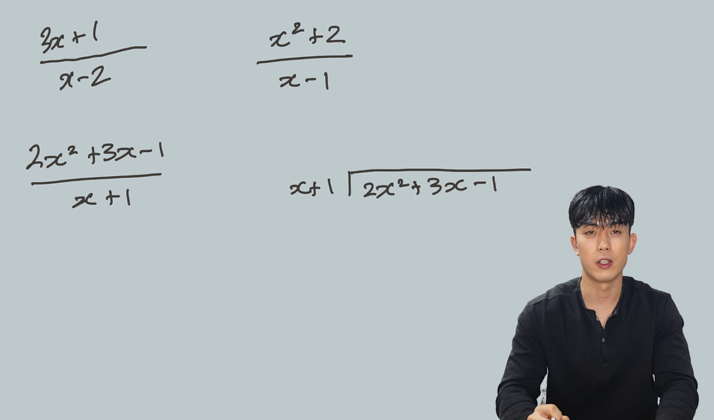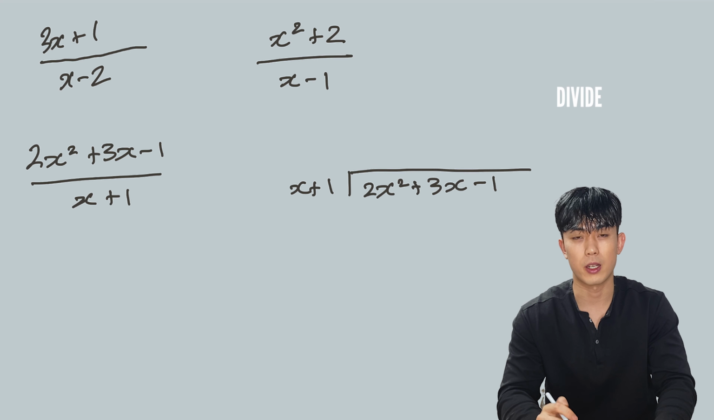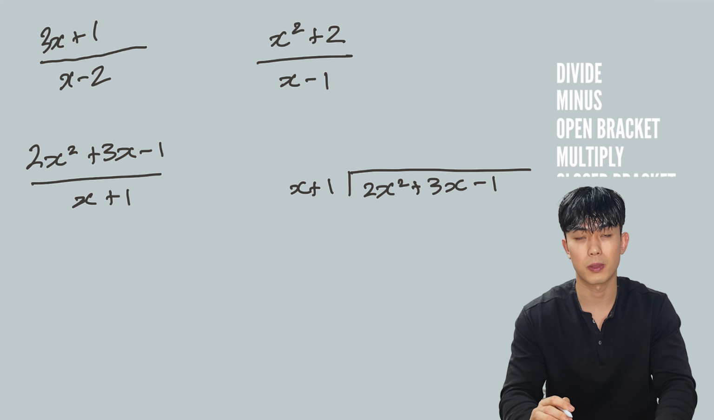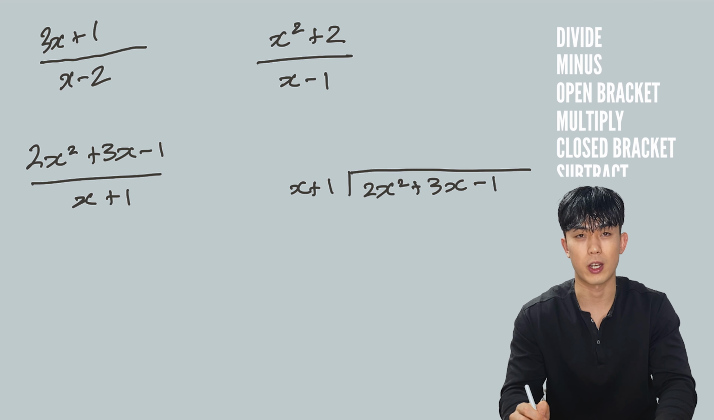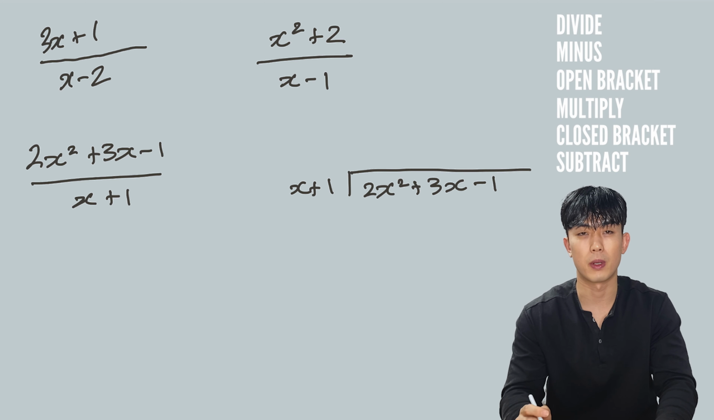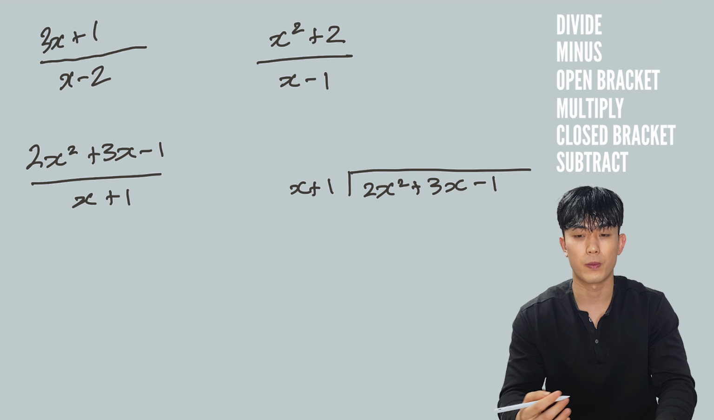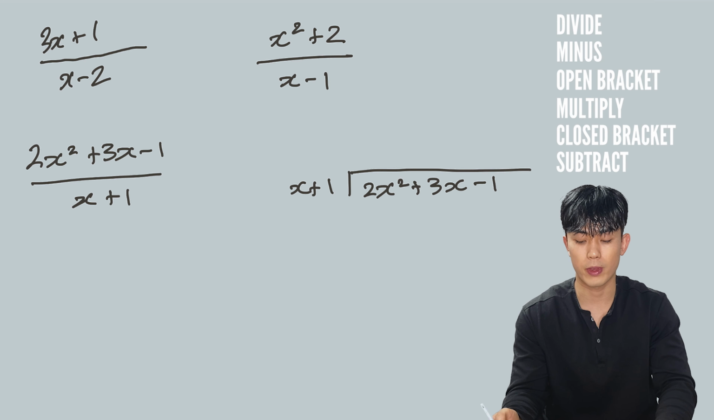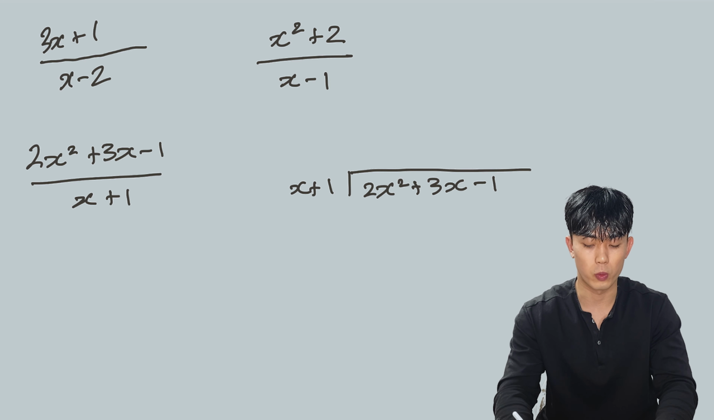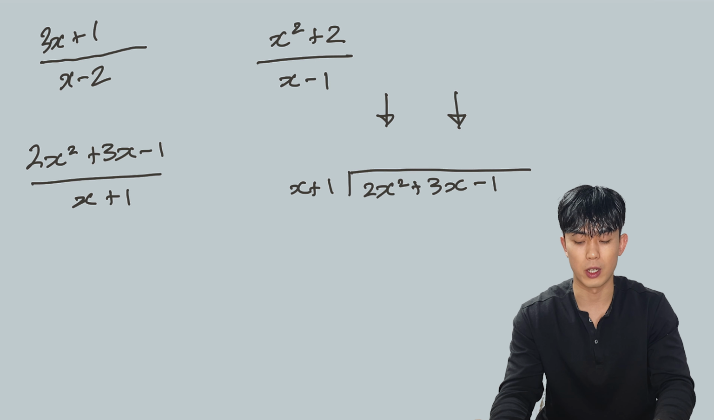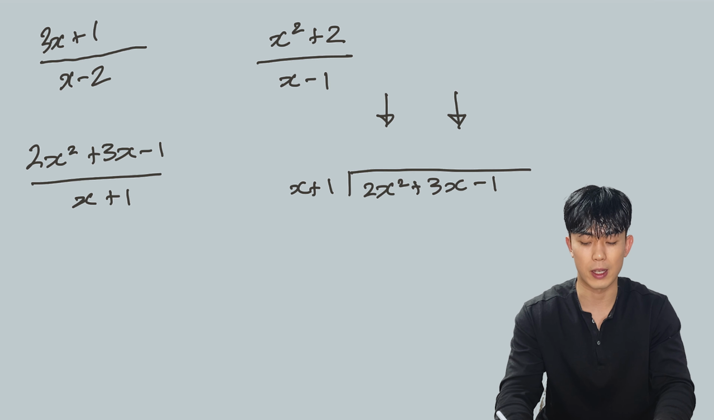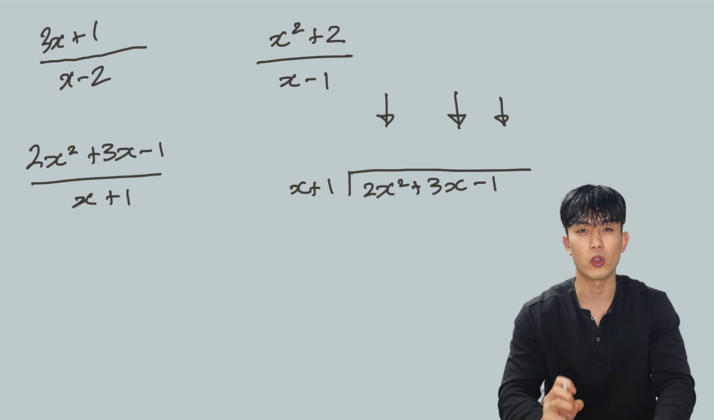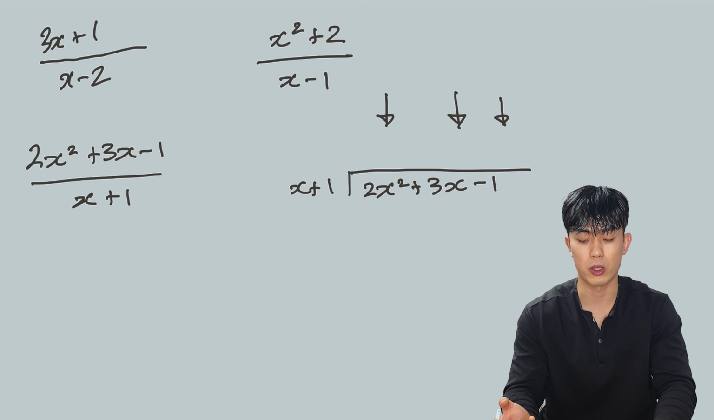So the steps are: divide, minus, open bracket, multiply, close bracket, and subtract. This might seem a bit weird to you at the moment, but hopefully as we go on, it gets easier. So before we even start, make sure that any x² values we write in this x² column, any x values we write in this x column, and any plain numbers we write in the number column here. It just makes it easier and cleaner when we're actually solving the question.